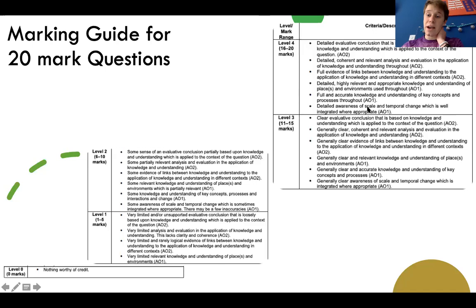You need detailed awareness of scale and temporal change, which I'll explain later; detailed, relevant use of knowledge and understanding, key concepts and processes throughout your essay; evidence of links, so synoptic links between the topics that you studied, so water and carbon, coasts; and detailed analysis and application, which I will then again explain. I've got a slide for each of these, and then a conclusion, an evaluative conclusion, so you're weighing up the benefits and overall, what have you come to because of this?